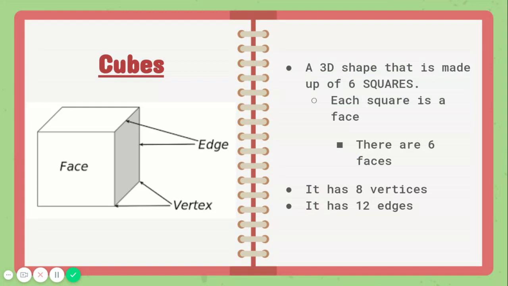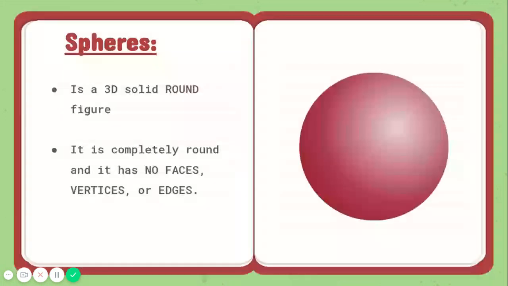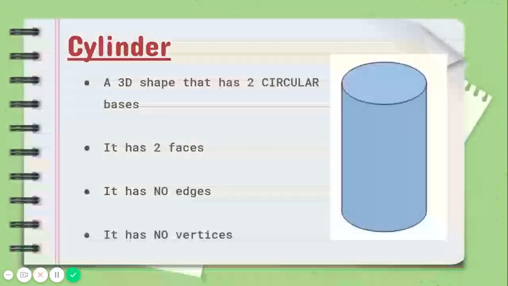A cube is also a three-dimensional shape, but it's made up of 6 squares. Each square is a face, which means that in a cube there are 6 faces. A cube has 8 vertices and 12 edges. A sphere is a three-dimensional figure that is round. It's completely round, and therefore it has no faces, no vertices, and no edges. A cylinder has 2 circular bases. It has 2 faces, which are both the circle on top and the circle on the bottom. It has no edges and no vertices.